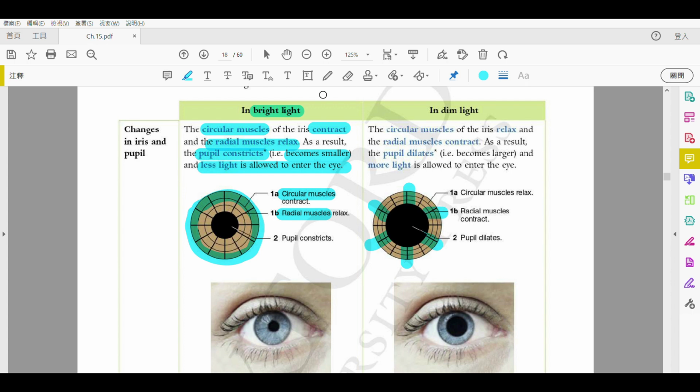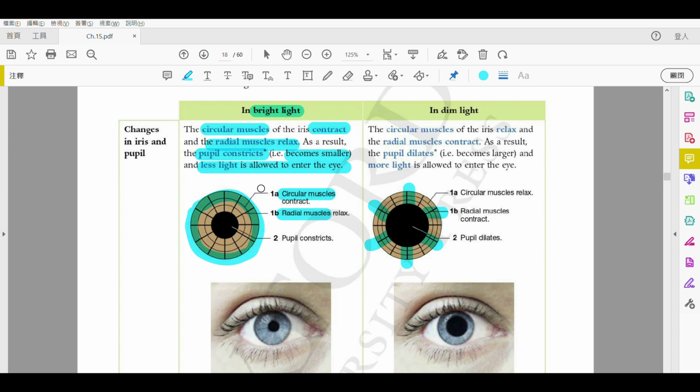Because if a lot of light enters your eye, you will get blinded, right? It would damage your eyes, right? So therefore, first of all, we think backwards. We think backwards. 由後邊諗返上嚟嘅. So how do you do that? First one, your pupil. It should be smaller, right?